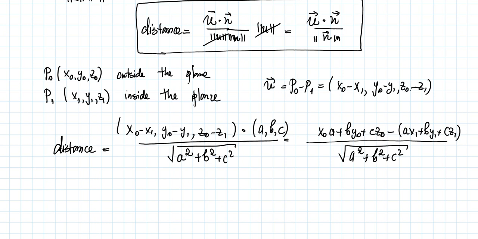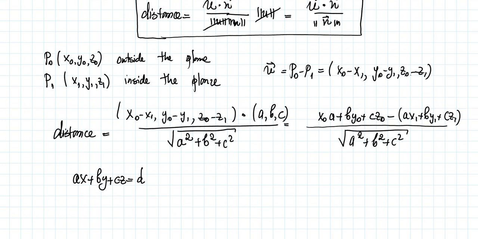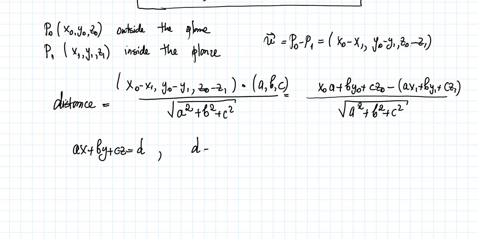Okay. So the reason why I wrote this down in a different form is that if you're given the equation of the plane, do you remember how we defined the equation of the plane? It was ax plus by plus cz is equal to d, right? And do you remember how we defined this d? D was the dot product of the components of the point on the plane and the normal vector, right?